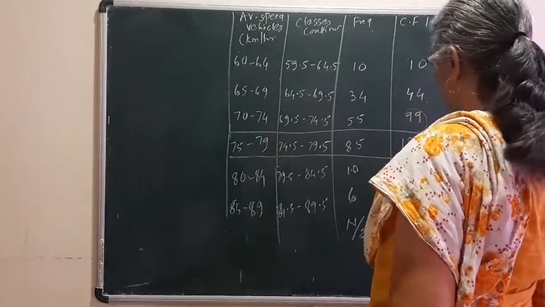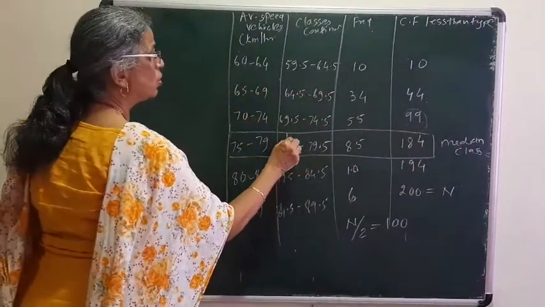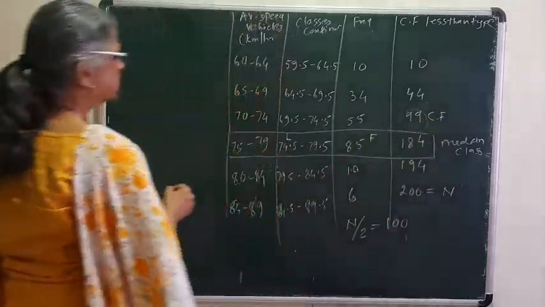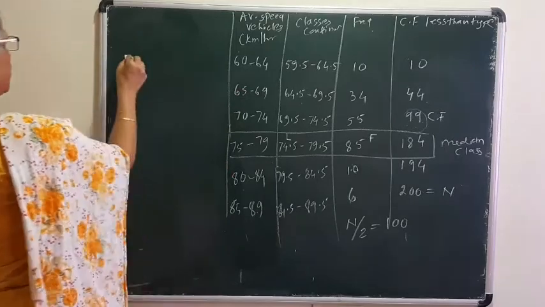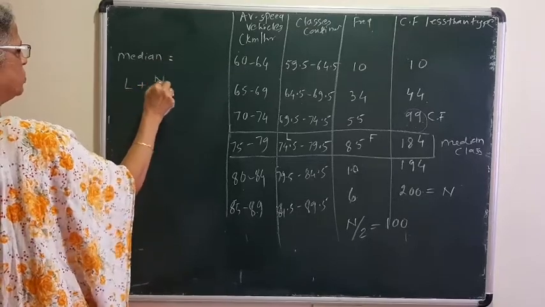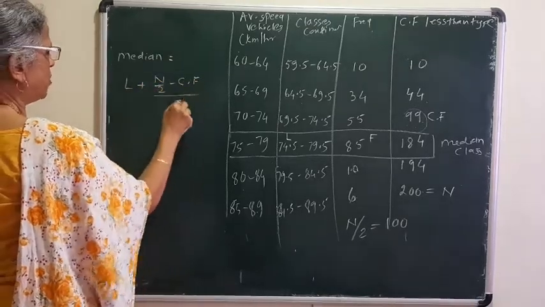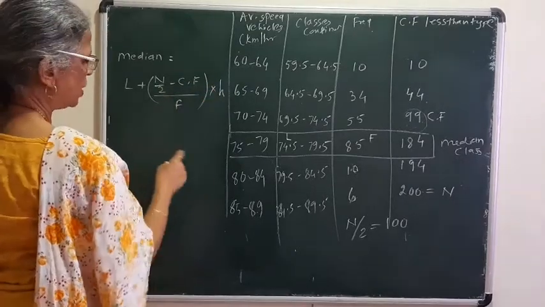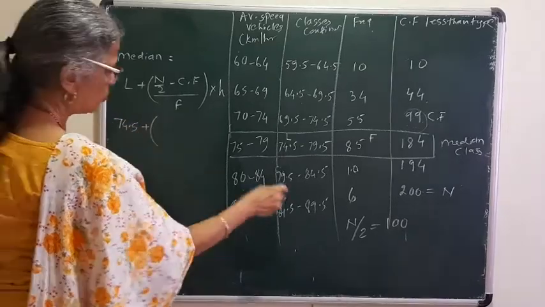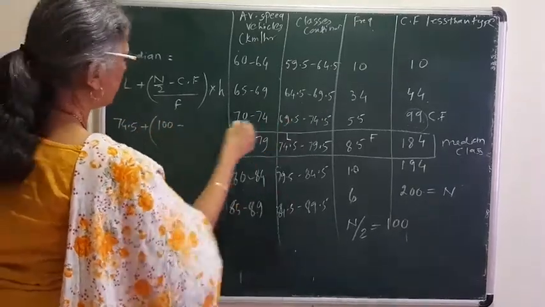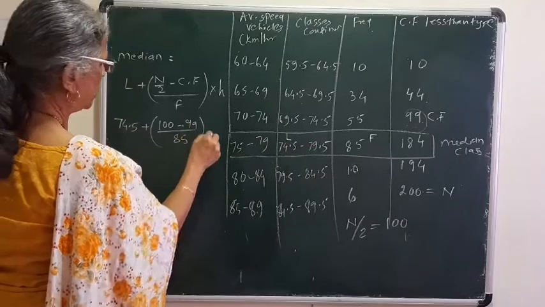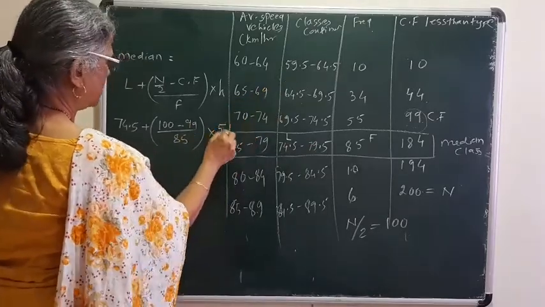Followed? In this median class, this will be the lower limit, this will be F, this will be the CF, and H will be 5. So I will write the formula. Median is equal to L plus N by 2 minus CF upon F into H. L I have got 74.5, plus N by 2 I have 100, minus CF I have 99, F I have 85, and H is 5, the difference between the limits.